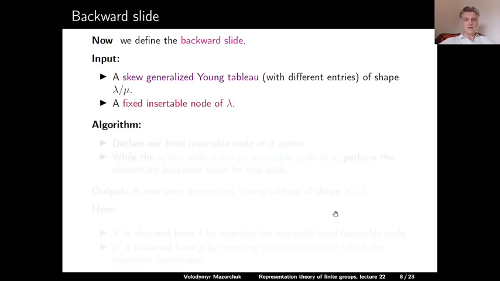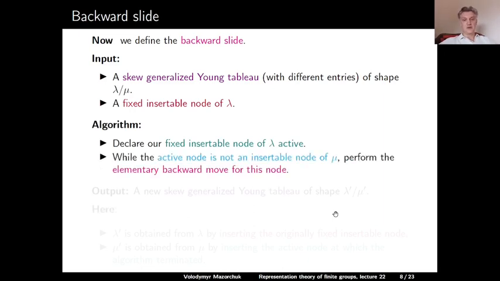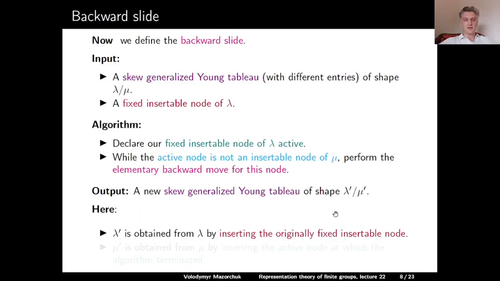And the algorithm goes as follows. We declare our fixed insertable node of lambda active. And while the active node is not an insertable node of mu, we perform an elementary backward move for this node. As an output, we will get a new skewed generalized Young tableau of subshape lambda prime modulo mu prime, where lambda prime is obtained from lambda by inserting the originally fixed insertable node, and mu prime is obtained from mu by inserting the active node at which the algorithm terminated.